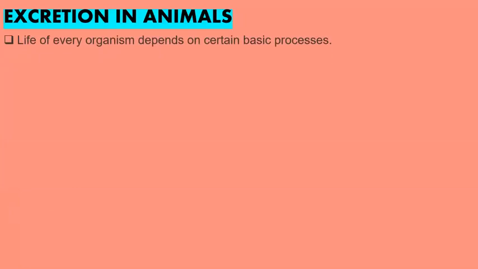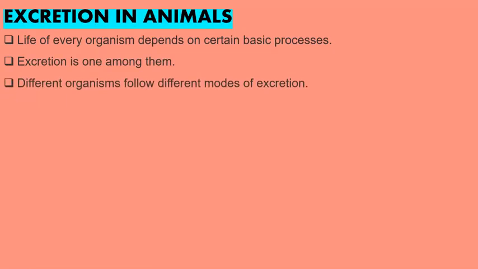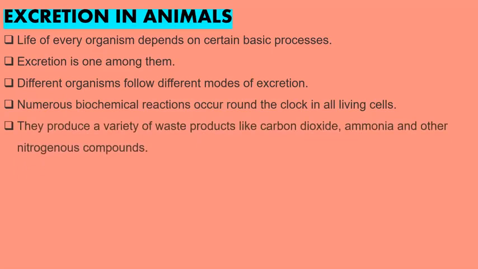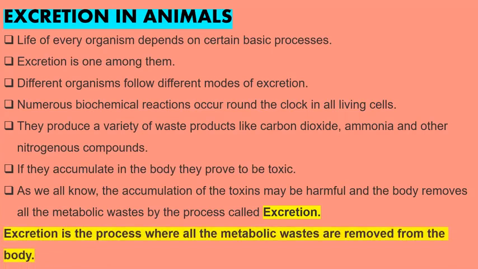Excretion in animals. Life of every organism depends on certain basic processes. Excretion is one among them. Different organisms follow different modes of excretion. Numerous biochemical reactions occur round the clock in all living cells. They produce a variety of waste products like carbon dioxide, ammonia, and other nitrogenous compounds. If these compounds accumulate in the body, they prove to be toxic. As we all know, the accumulation of toxins may be harmful and the body removes all the metabolic waste by the process called excretion. So, excretion can be defined as the process where all the metabolic wastes are removed from the body.